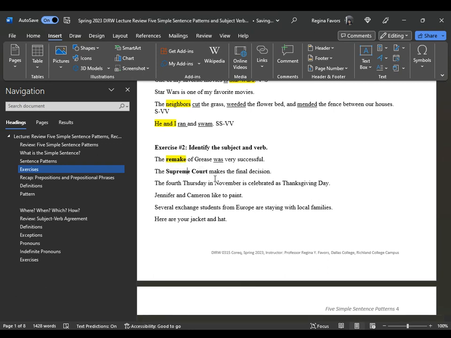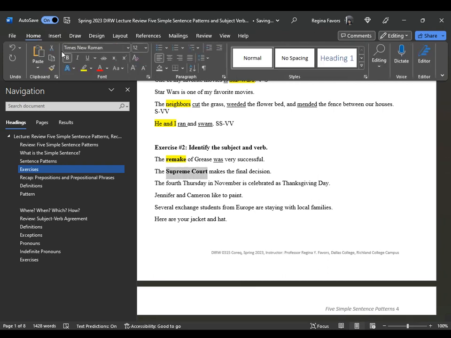Okay, and it is considered a singular subject of the sentence. So then makes would be the actual verb of the sentence, right? And Supreme Court is considered one subject. So if this was just a regular court, just any kind of court without the reference to Supreme Court, then it would still be considered singular, but we wouldn't have to capitalize it because it's not considered a proper noun.